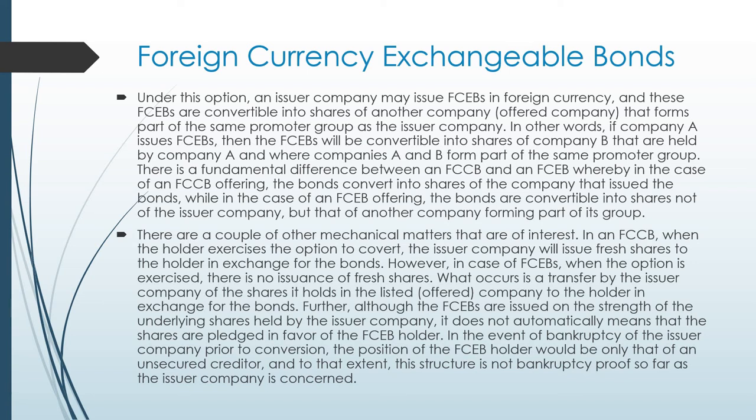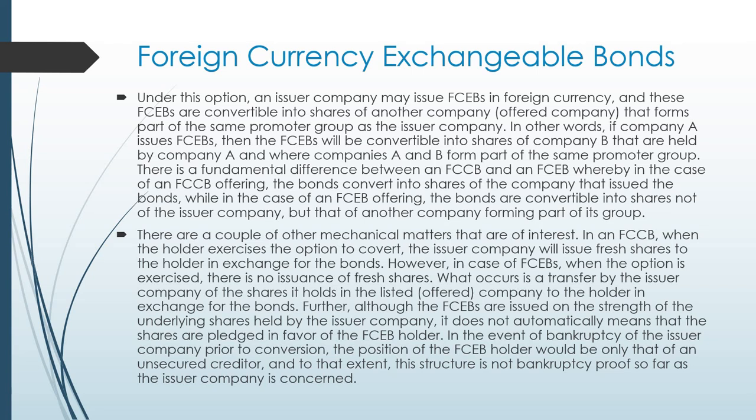So let's say Tata Motors is issuing FCEBs. There may be an agreement where the bonds are not converted into Tata Motors shares but are converted into TCS shares. That is where foreign currency exchangeable bonds are used. There's a fundamental difference between an FCCB and an FCEB: in the case of an FCCB offering, the bonds convert into shares of the company that issued the bonds, while in the case of an FCEB offering, the bonds are convertible into shares not of the issuer company but of another company forming part of its group.